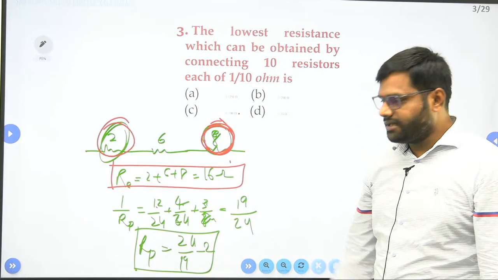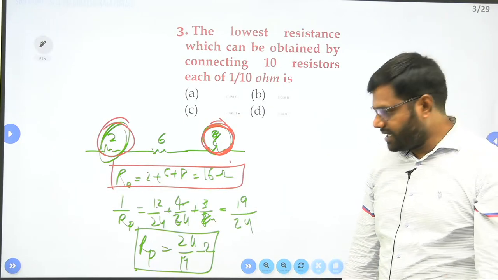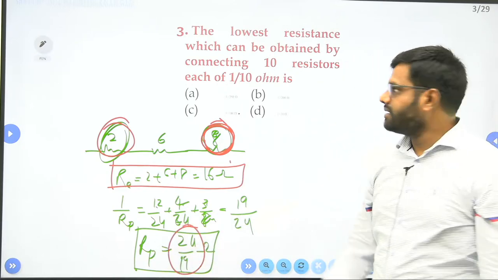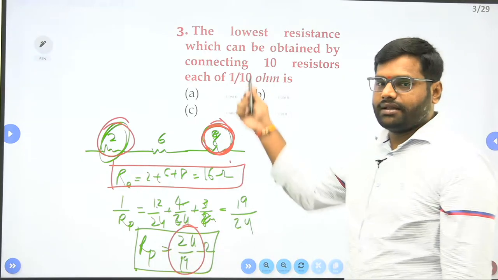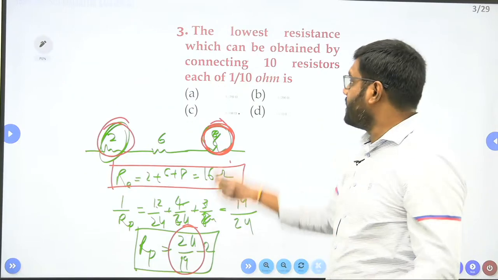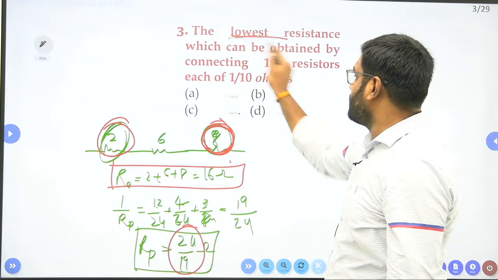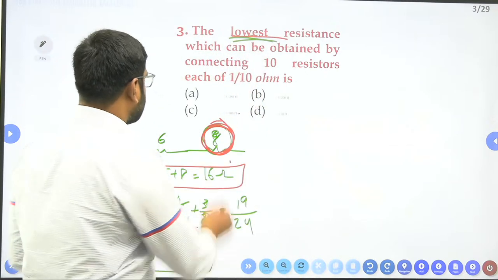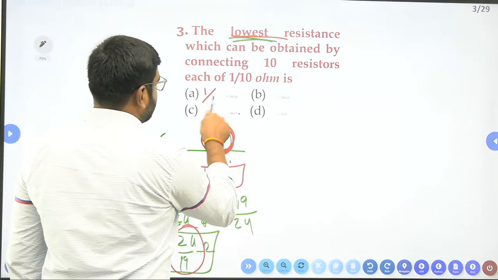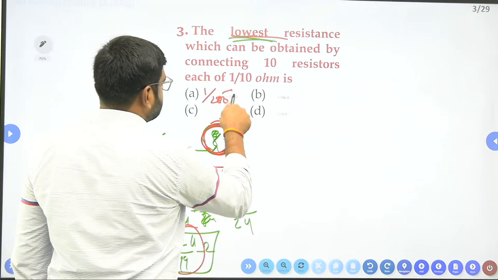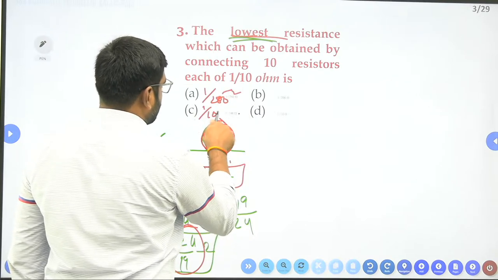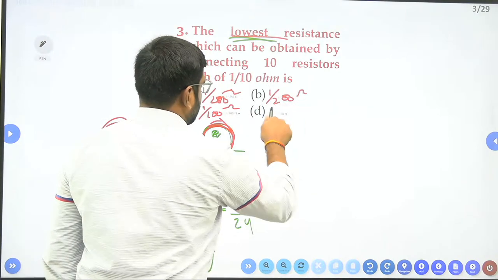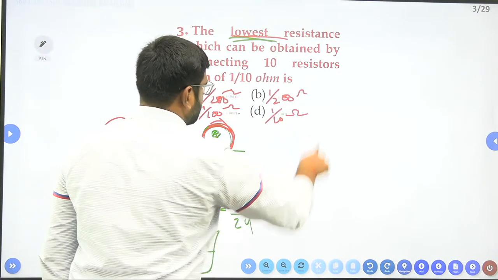If the parallel combination gives the least value, then which combination should we take here? Whenever we are asked for the lowest, keep in your mind that it is to be the parallel combination. So the options they have given are 1 by 250 ohm, 1 by 100 ohm, 1 upon 200 ohm and 1 upon 10 ohm.